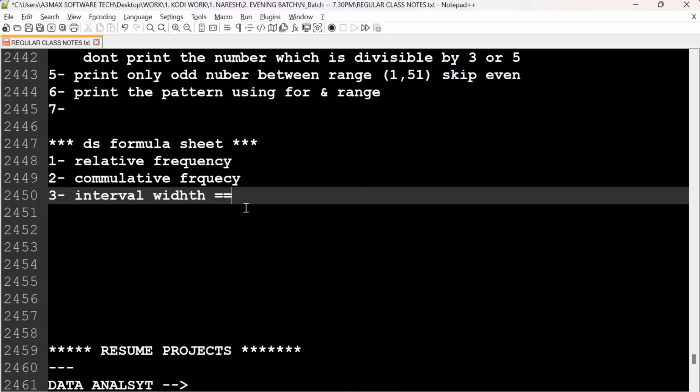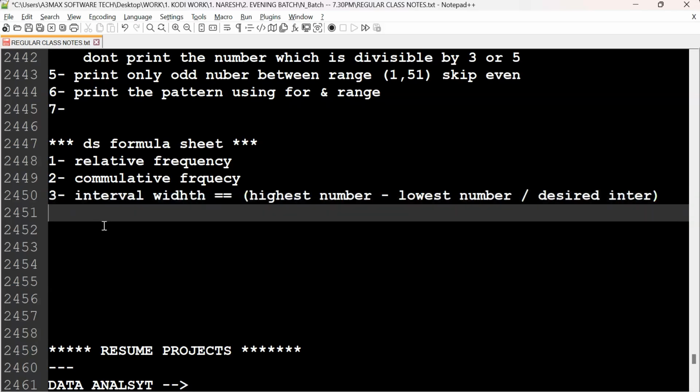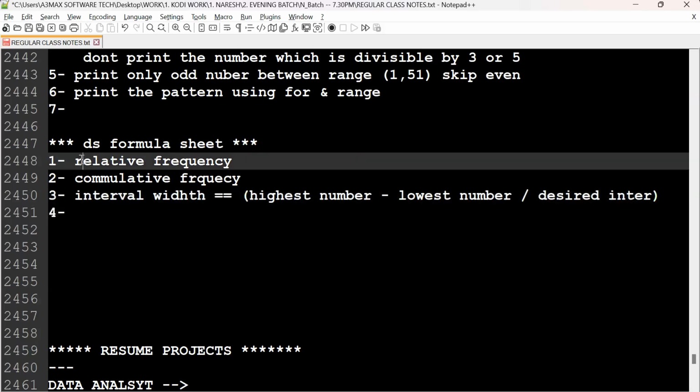So interval width is, see, a few things I cannot write, like mu, x bar, s bar: highest number minus lowest number divided by desired interval. I hope you can maintain it. Whatever is possible I write, but I mentioned this one.